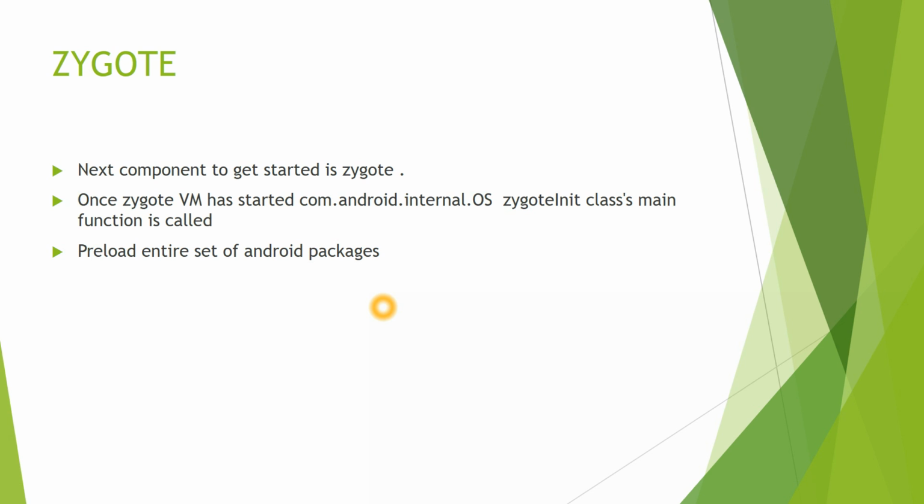Once the Zygote virtual machine has started, the Zygote class main function is called and it will be preloaded with the entire set of Android packages, after which it proceeds to start the system server. Inside this main function there is a continuous loop which keeps listening for connections from the Activity Manager, asking it to fork and start new Android apps.